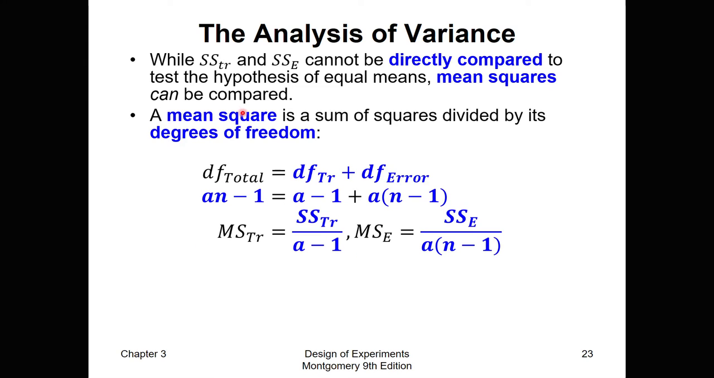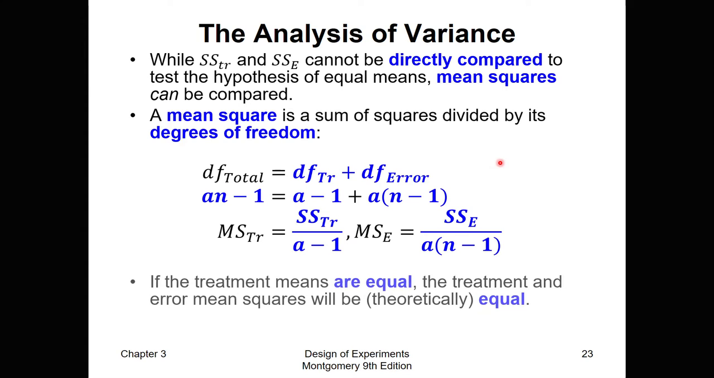And so how do we calculate the mean squares? Well, we take the sum of squares that we had and we just divide it by the degrees of freedom. So the sum of squares treatment divided by the degrees of freedom for the treatment is the mean square for the treatment. The mean square for the error is the sum of squares error divided by the degrees of freedom for the error, and that's what gives us the mean squared error.